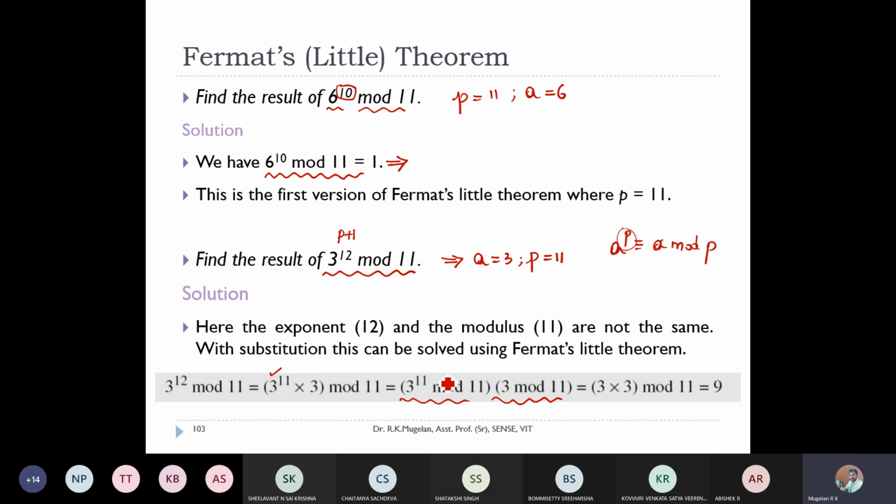So 3 power 11 modulo 11 looks like your second version of Fermat's theorem, which will obviously give me a result of 3. And 3 modulo 11 also gives me 3 as the answer. So 3 into 3 is 9.